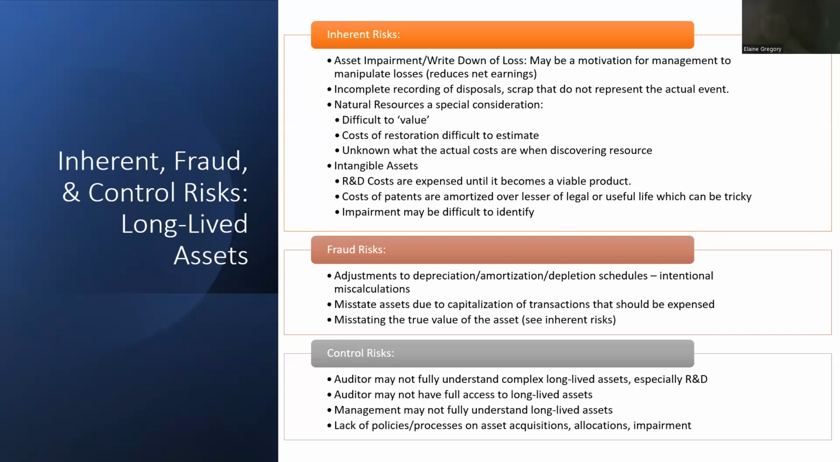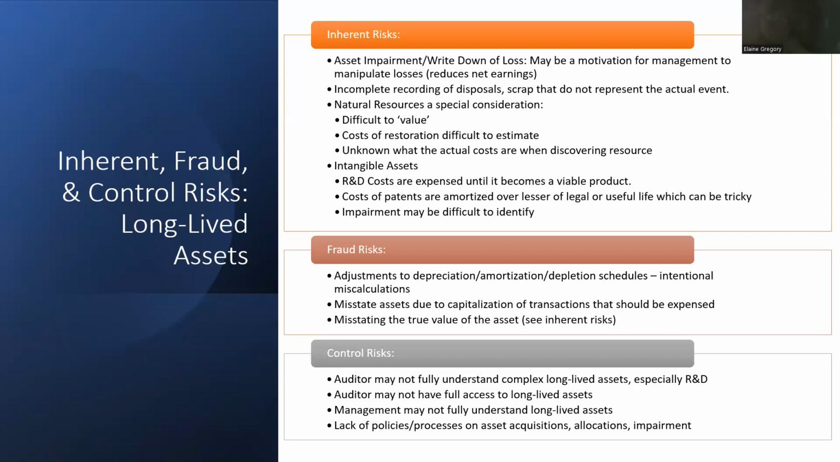Regarding intangible assets, the standard states that when you have R&D expenses, those costs are expensed until that thing becomes a viable product. And we don't know when that's going to occur. So it could be a short time period, it could be a long time period. They may come in with the expectation that, for example, a drug is going to be able to pass FDA, and it doesn't. So what do we do with those costs?